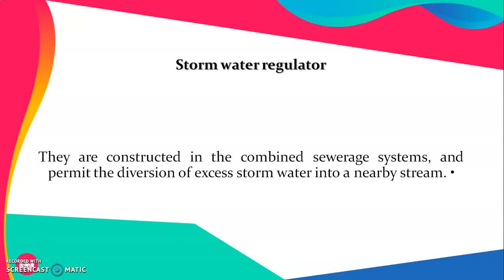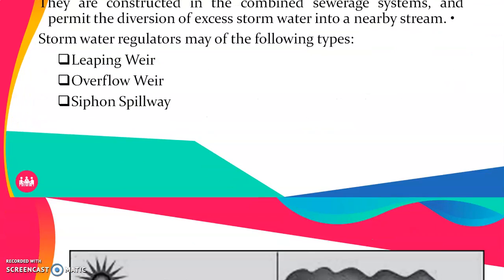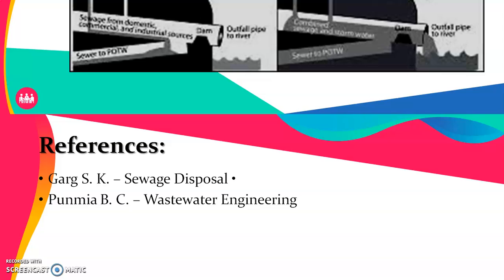Last are the storm water regulators. These are constructed in a combined sewerage system and permit the diversion of excess storm water into a nearby system. These may be of the following types. The storm water regulator can be a leaping weir, an overflow weir, or a siphon spillway. In this figure we can easily understand the importance of such a device, where in case of excessive water they permit the overflow, while in other cases they divert the water for treatment.